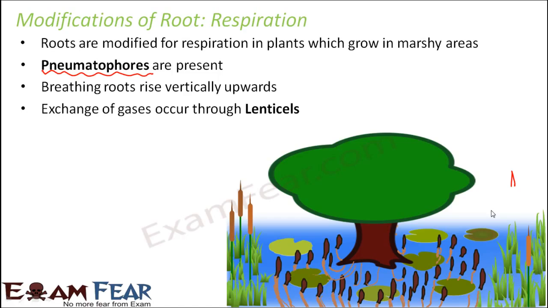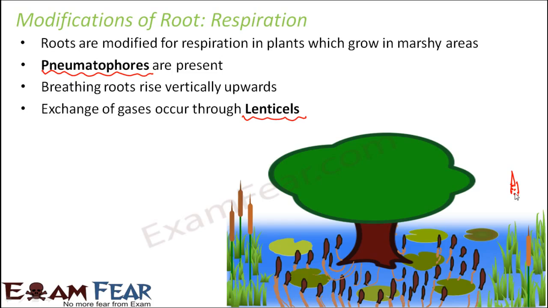Now what is present in these pneumatophores which actually helps in exchange of gases? Because whenever we talk about exchange of gases or exchange of water, it has to happen through some kind of pores, or something has to be present there. Basically it occurs with the help of small pore-like structures known as lenticels. These lenticels are present in these spike-like structures. The spike-like structures I am talking about will have these small pore-like structures which help in exchange of gases, and they are known as lenticels. So these are spongy erect roots.